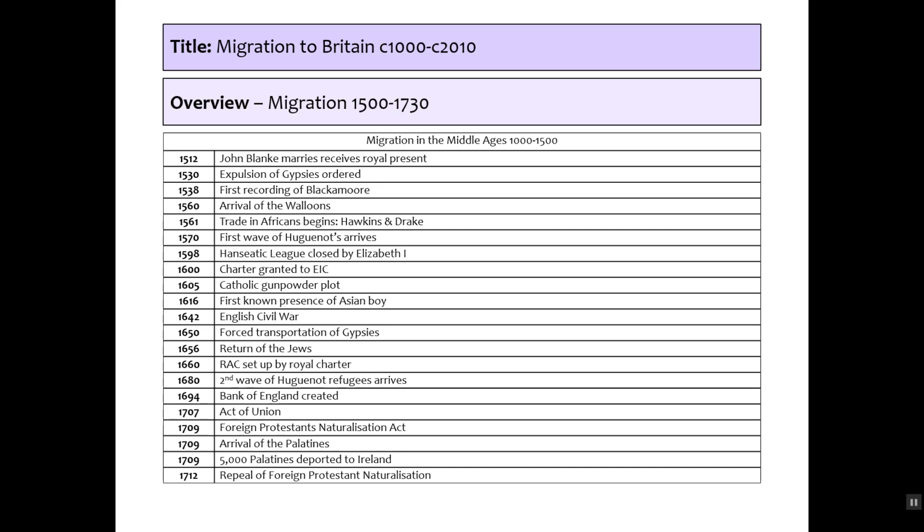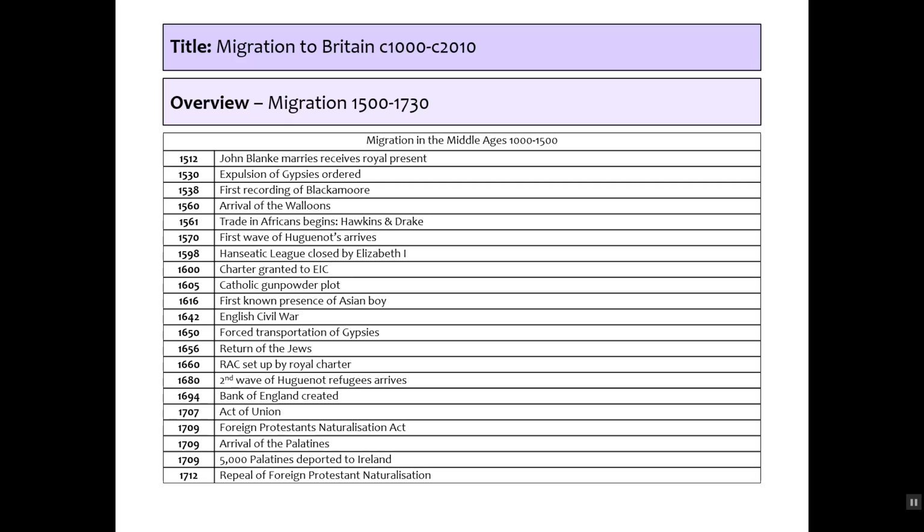Now, in the second section, we're looking at migration from 1500 to 1730. Some of the key events, we've got the expulsion of gypsies. That's an incredibly turbulent time and shows clear disadvantages to immigration. We've also got the first recording of the use of blackamoor, which means a black person. In 1560, we've got the arrival of the Walloons. It's 1570, the Huguenots. Then we've got the reign of Elizabeth I, who closes the Hanseatic League.